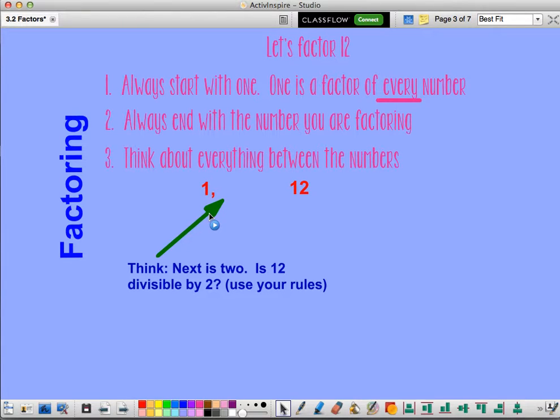In this case, it's 2. This is where divisibility rules come into play. I know that 12 is divisible by 2 because it's even, so I know 2 is a factor of 12. Then I have to think, what times 2 gives me 12? That's going to be my next biggest number. So my next smallest number times my next biggest number gives me my factors. So in this case, I know that 2 times 6 gives me 12, so I know that 6 has to be my next largest factor.